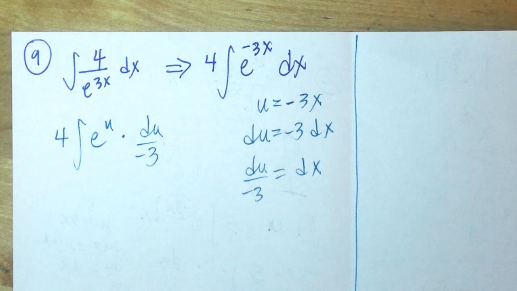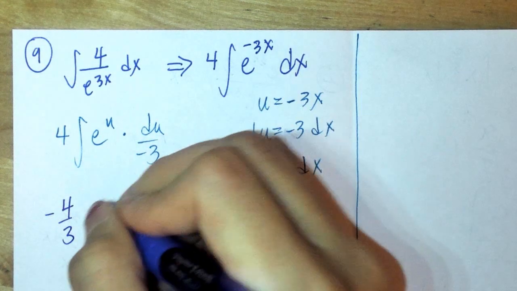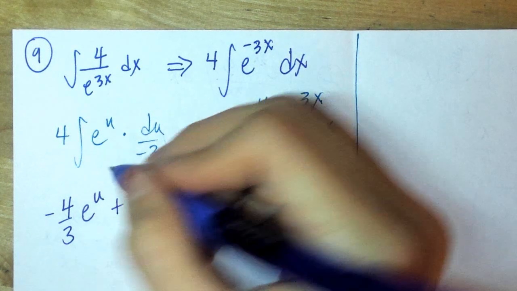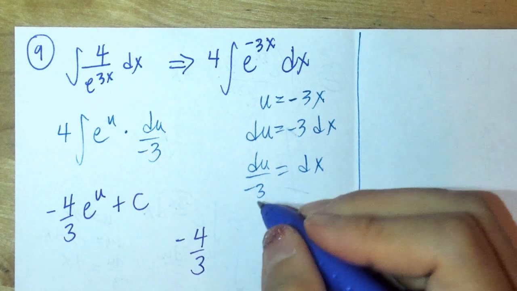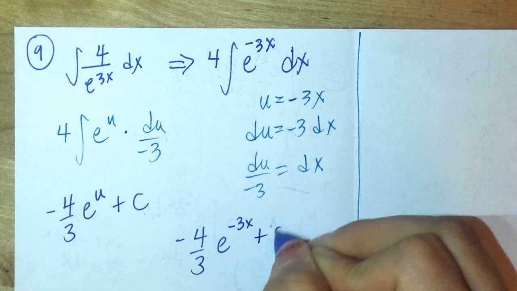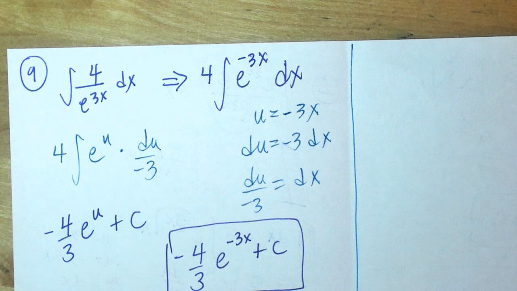So then if I factor it out, this becomes negative 4/3 e to the u plus c, when I take the integral of e to the u. And then go ahead and just plug in your u. So this would be negative 4/3 e to the negative 3x plus c. Ta-da! So there we go. There's number 9.